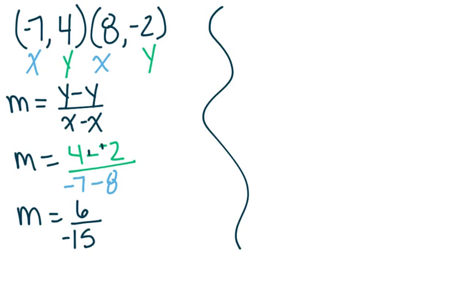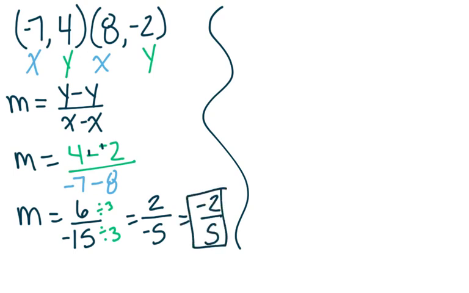Okay, so now we're going to go ahead and simplify. 3 goes into both of these, so we're going to divide by 3, divide by 3. And we end up with 2 over -5. I always like to bring my negative to the top, so our slope is -2/5. Now keep in mind that you could have kept this one by itself. Either one is correct.